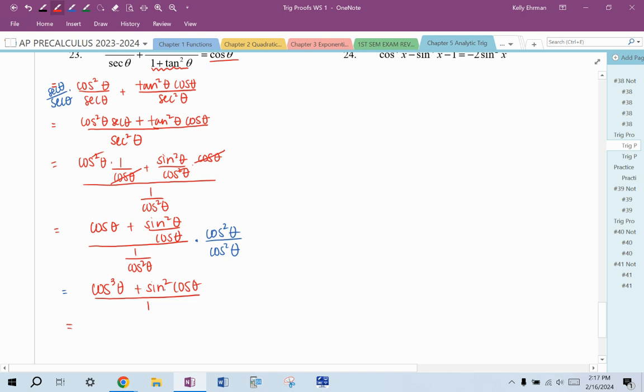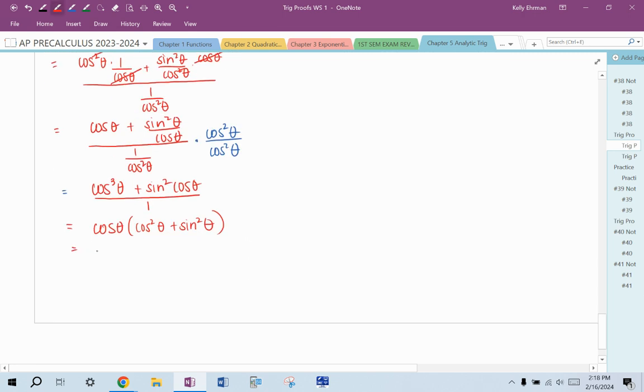What can I do here? Well, like I said, if there's a cosine cubed, you probably have to factor something. So there's a GCF I can factor out, cosine theta. And that's going to make this cosine squared plus sine squared. Aha. And that is the Pythagorean identity that's equal to 1. So we get cosine theta.